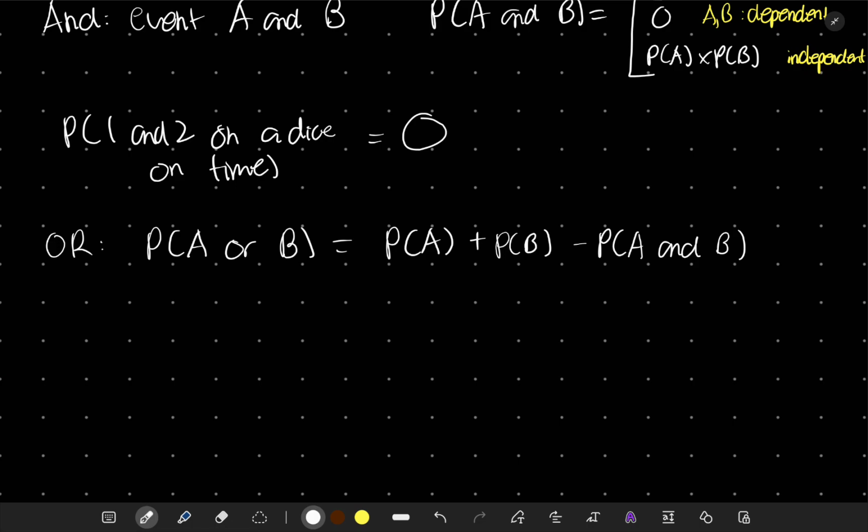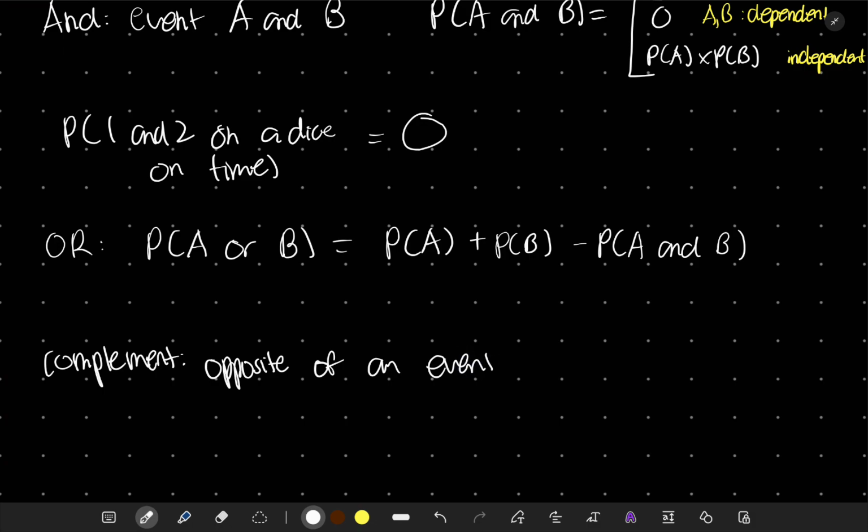I'll later discuss this in a different problem, and we'll have plenty of practice with or. But this is basically the general way that we define or. The last one is going to be complement, which is basically the opposite of an event.